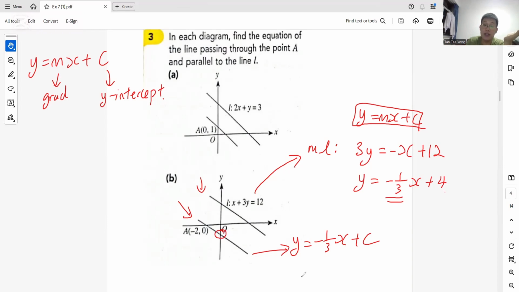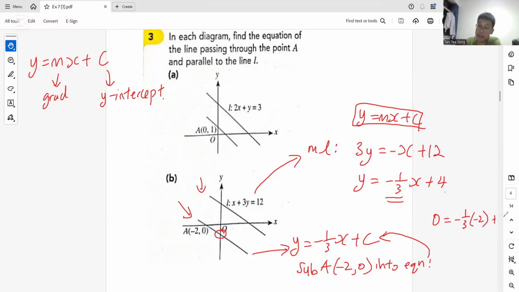It's not given to us, so that's why we have to sub a known coordinate on the line into this equation. So sub A, (-2, 0), into this equation. So we have 0 equals negative 1/3 times negative 2 plus c. So my c is actually equal to negative 2/3.